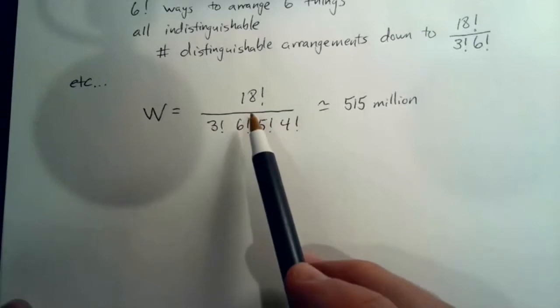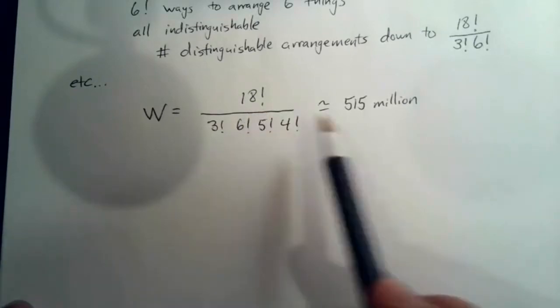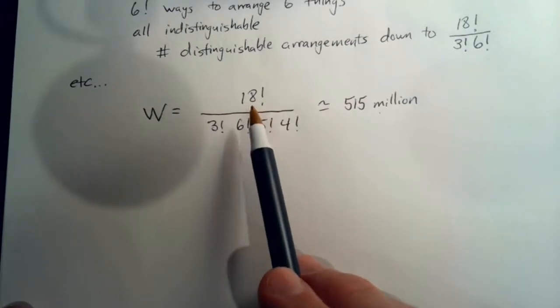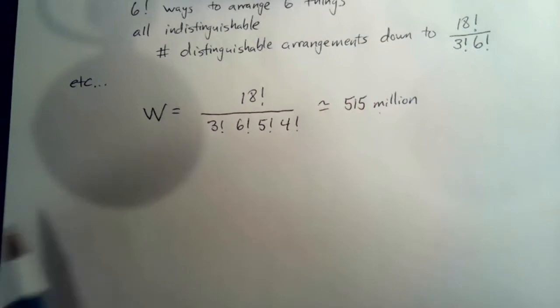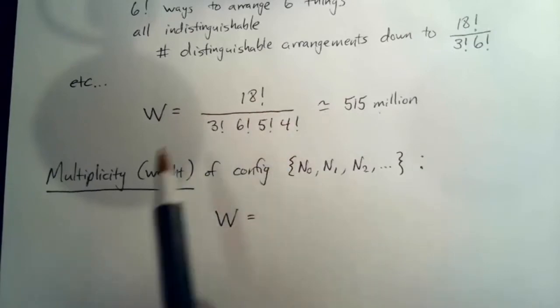And this is for a relatively small number of molecules. We're only talking about 18 molecules here. So imagine what this number turns into when we're dealing with Avogadro's number of molecules. So these numbers are gigantic, and we're going to address that very soon. Okay, so we computed multiplicity for a specific case, but what is it in the general case?